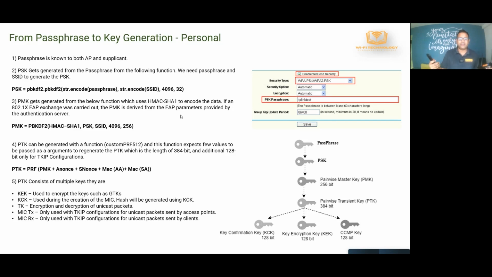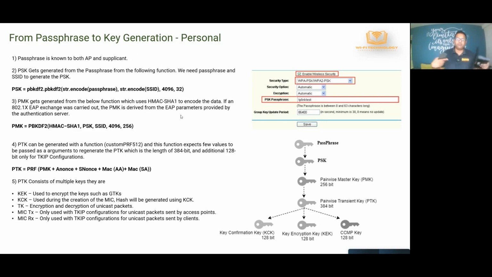So the pairwise transient key is more like a session key, and it is going to be unique to that particular connection. When you create a connection between the client and the access point, we use a process called the four-way handshake, and through that four-way handshake, you create the pairwise transient key. And when the session expires, you'll have to redo the four-way handshake again.